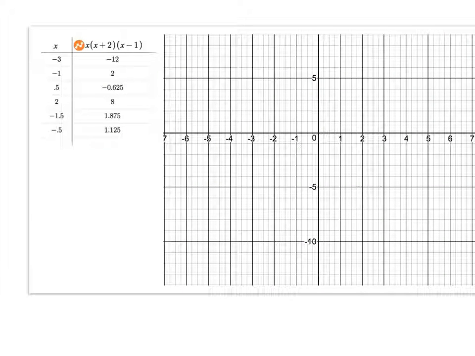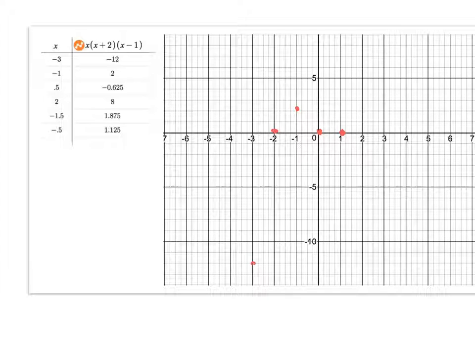Alright, the next step is to graph our zeros and to graph our points that we found in our table. So my first 0 was x equals 0, so I'm going to put a point on 0. My next 0 was x equals -2, so on -2 I'm going to put a point, and then on 1. And then the points that I picked that were on my table, -3 was -12, so that's about right here. -1 was at 2, so that's about right here.